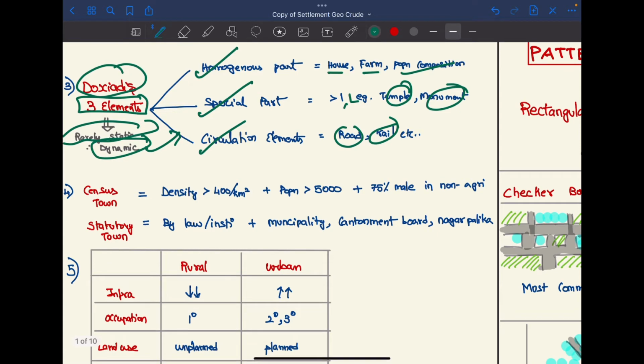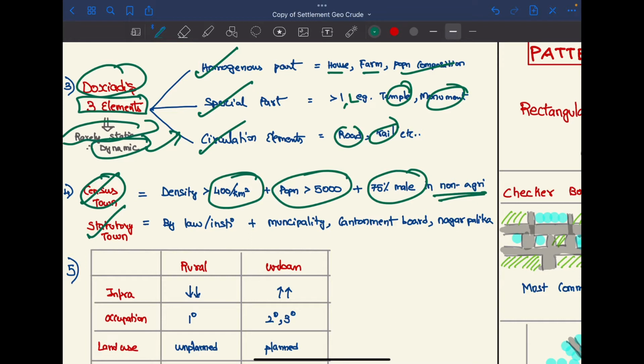First type is based on census town or statutory town. A census town has a density greater than 400 persons per square kilometer, population greater than 5,000, and 75% of the males are in non-agricultural activities. A statutory town is called so because it is set so by a law or an institution, for example, a municipality, a cantonment board, or a nagarpalika.